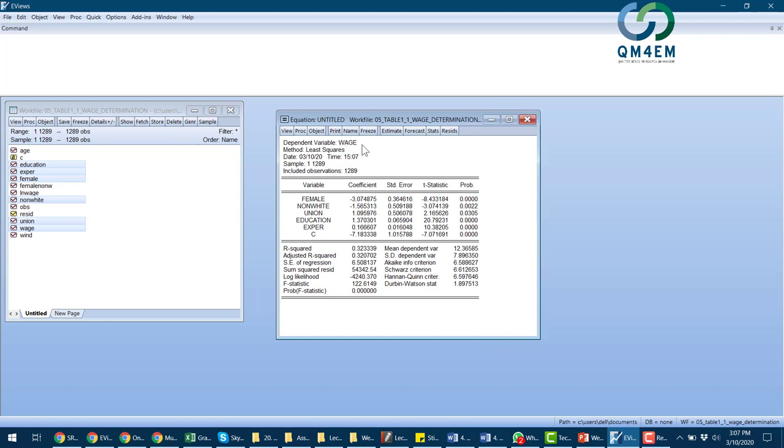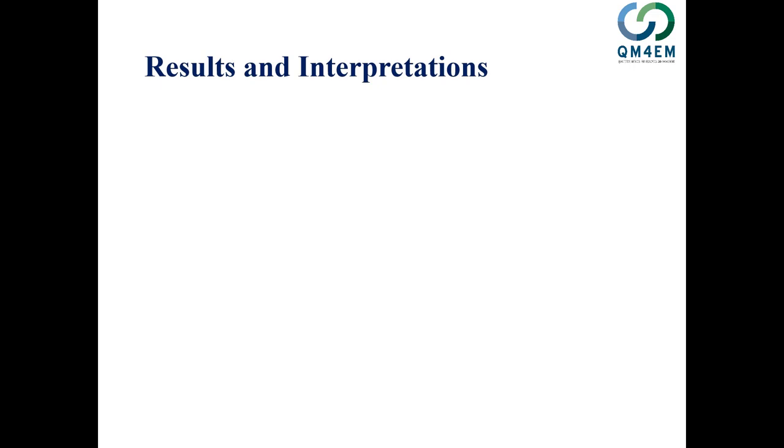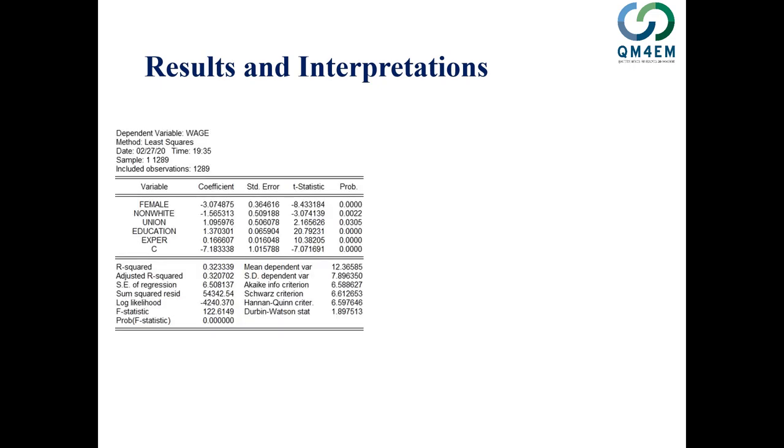The dependent variable is wage, as you can see written at the top, and the independent variables are female, non-white, and union, which are the three dummy variables, and education and experience, the two quantitative variables. Their coefficients, standard errors, t-statistics, and p-values are given. This is the result you should get. There were some quantitative variables and some qualitative variables, and as I told you, we use dummy variables. There was one question which I want to make clear, as it may create trouble.